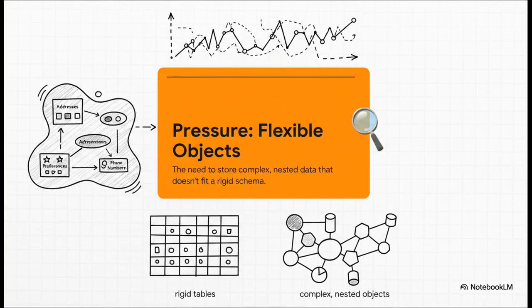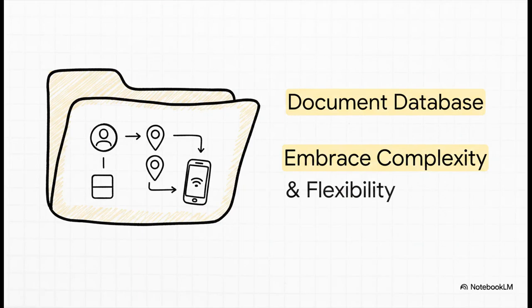Okay, on to our next pressure. A lot of modern applications deal with data that's just, well, messy. It doesn't fit neatly into rows and columns. Think of a user profile. It's got lists, nested information, all sorts of varied fields. Trying to cram that into a rigid table can be a real pain. And for this, we have the document database. Its whole philosophy is basically, don't fight the complexity, embrace it. It's designed from the ground up to store data in a way that looks a lot more like the flexible, nested objects you actually use in your code.